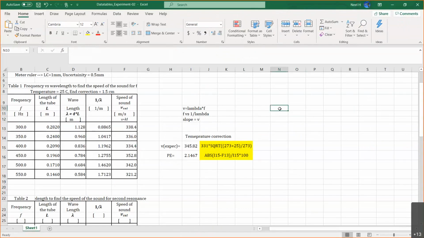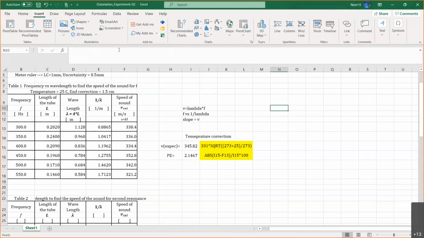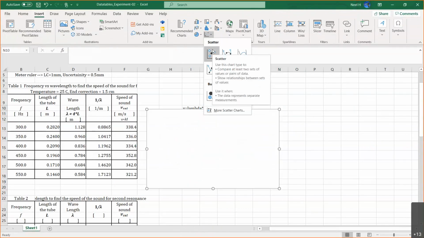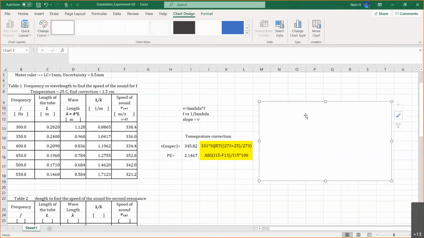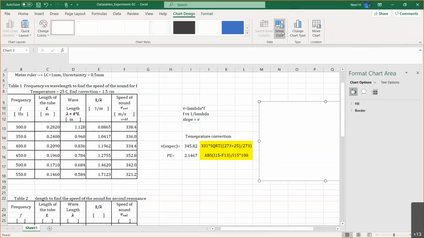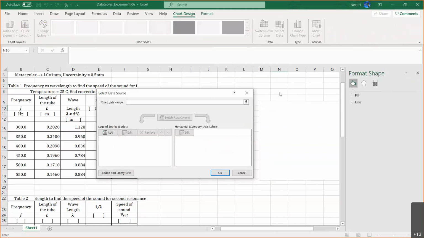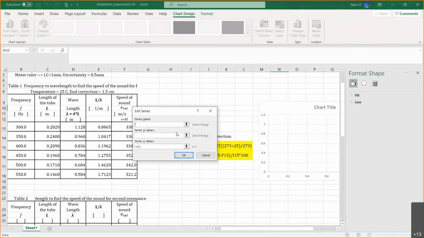Okay, so click elsewhere, outside the table, then insert. In the middle of that you see charts. Always, you remember, we do only scatter plot. Okay, scatter plot, and then double click on the graph sheet. Then you will see data selector. Then click on that, add.